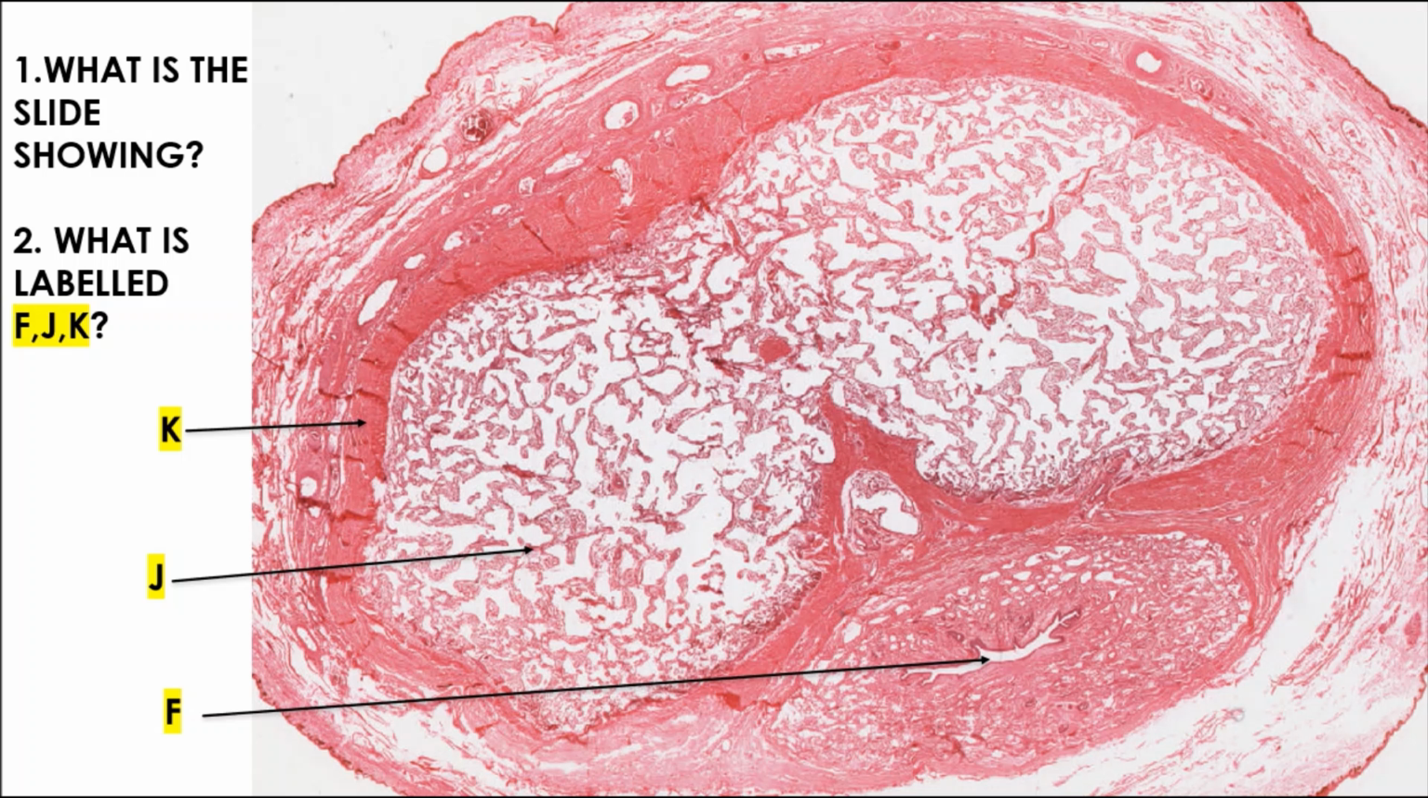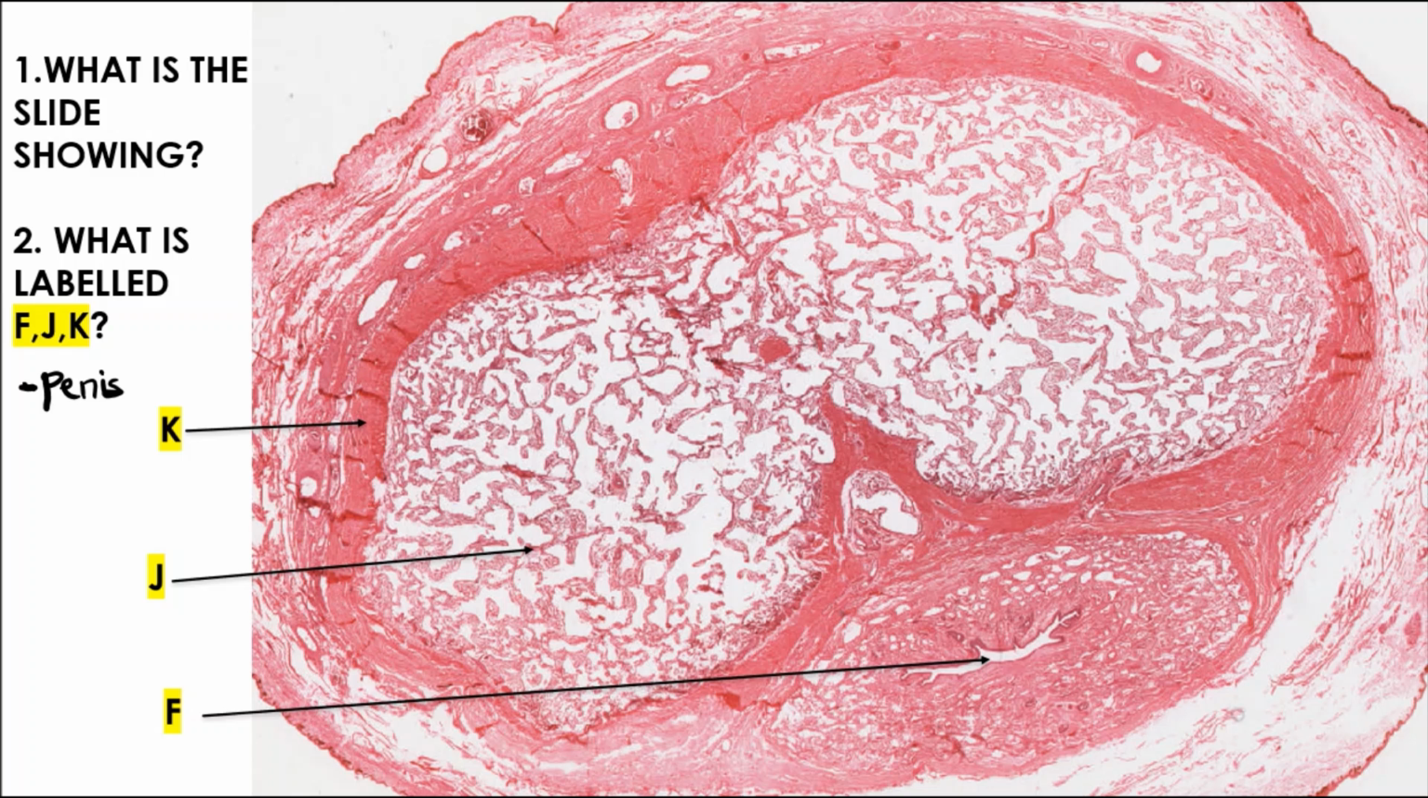Slide number 1 says, what is this slide showing? If you analyze this slide, this is the penis. And then it says what is labeled. The labels F, J, K.